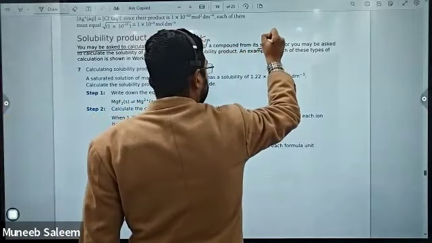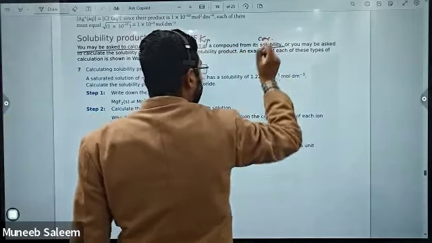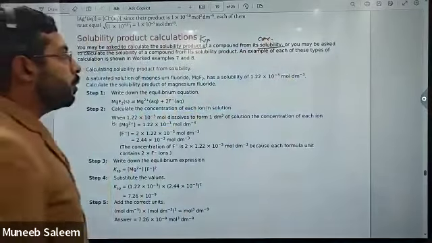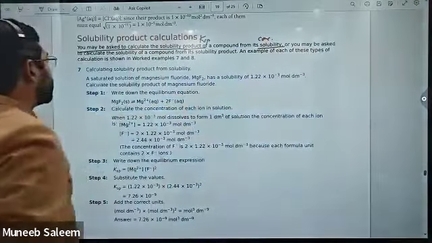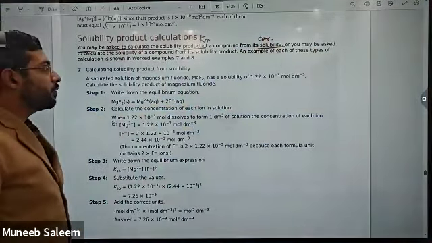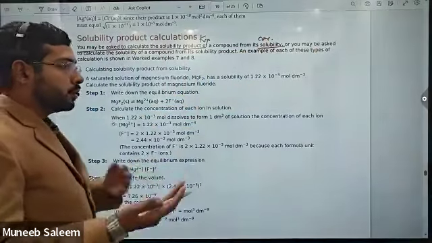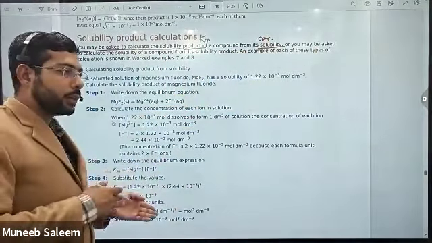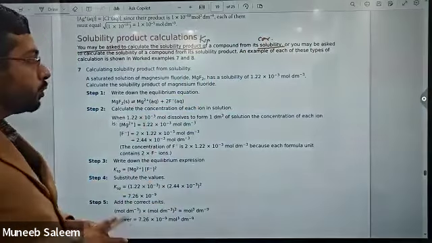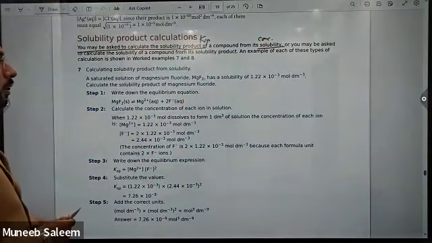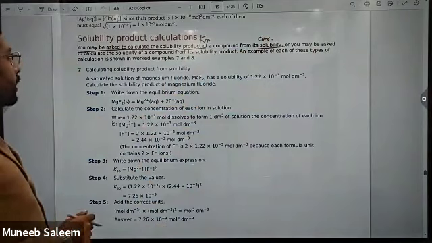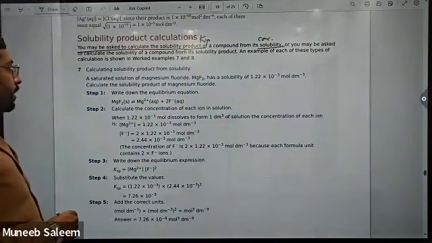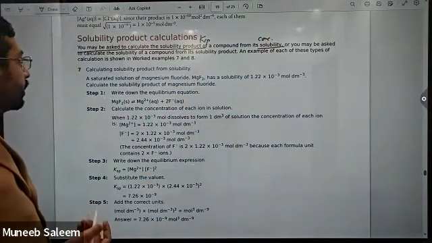This solubility means concentration in terms of mole per dm cube. Or you may be asked to calculate the solubility of a compound from its solubility product. So there can be two ways, either calculating KSP or using KSP to find the solubility. An example of each of these types of calculations is shown in worked examples 7 and 8. So let's go through example 7.